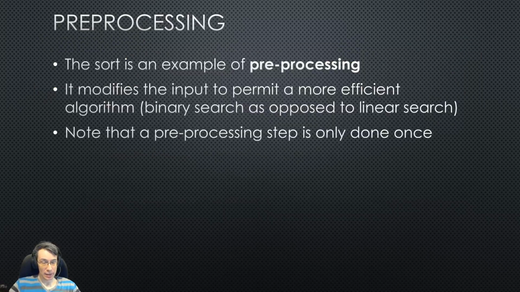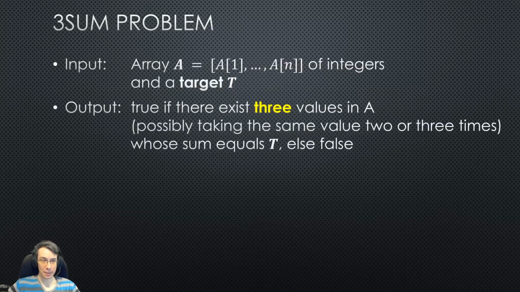Okay. Now, that sort that we did to enable a more efficient algorithm is an example of pre-processing. Pre-processing is something that you do once to modify the input at the beginning of an algorithm to admit a more efficient algorithm, in this case binary search as opposed to linear search. And this is a theme that you'll see come up in a lot of algorithms. Oftentimes some clever pre-processing enables you to compute everything much more efficiently. Okay, so that was the two-sum problem, and at least a reasonable solution to it. We came up with an n log n time algorithm.